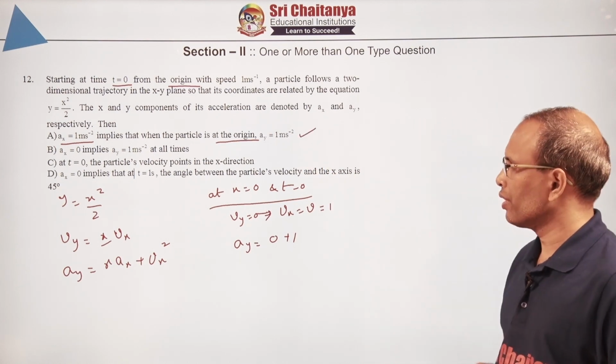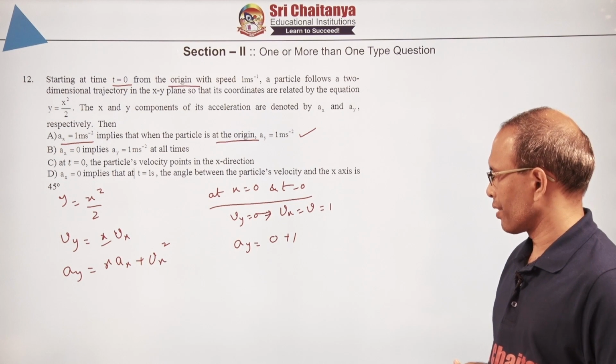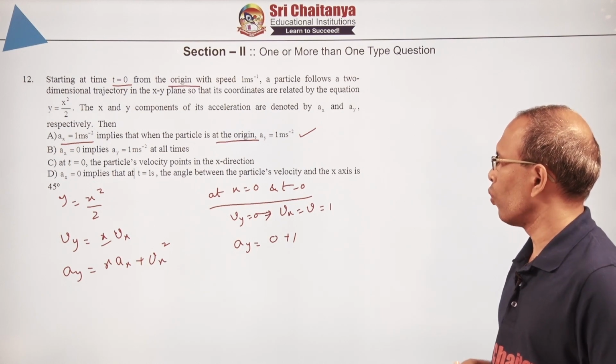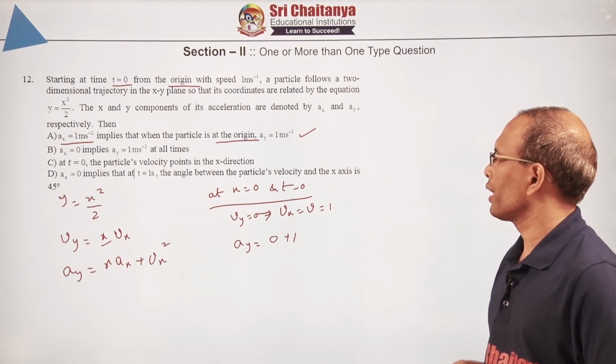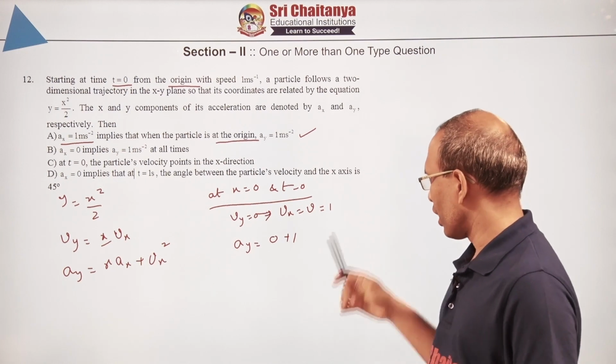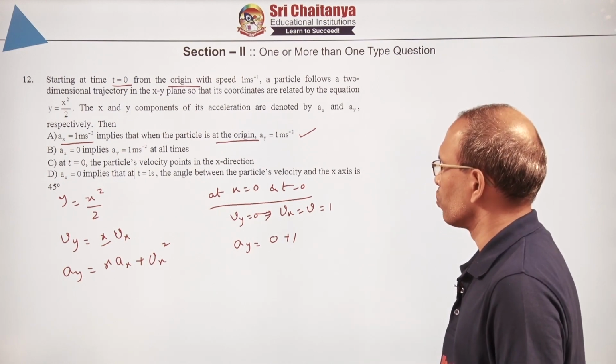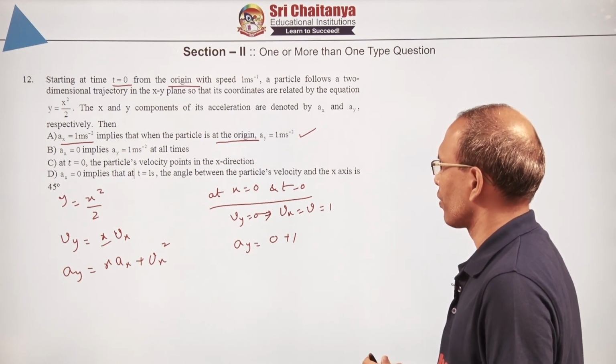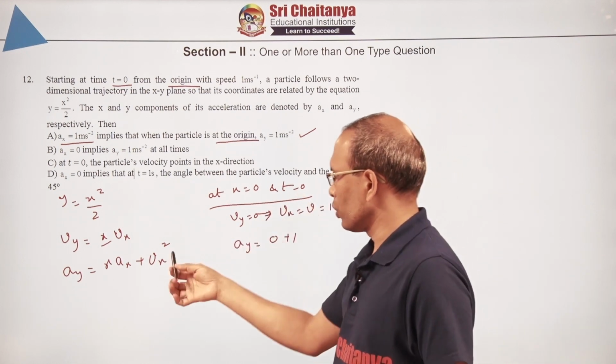Now the second option, ax equal to 0 implies ay equal to 1 at all times. Okay, now the contradiction comes between these two. What do you observe in this now? Suppose ax equal to 0, then this is 0.